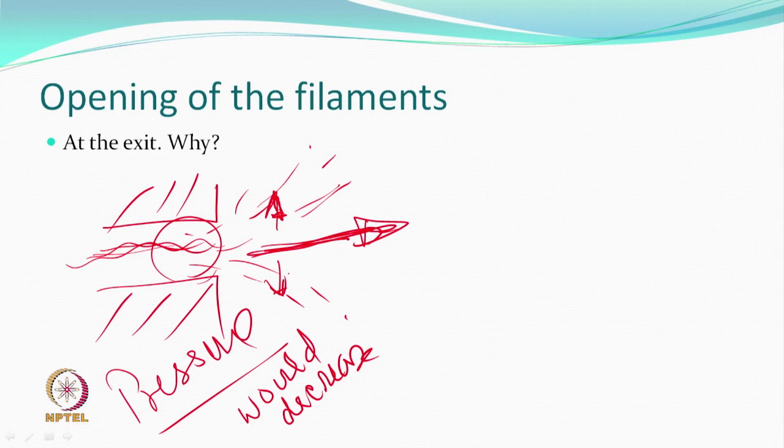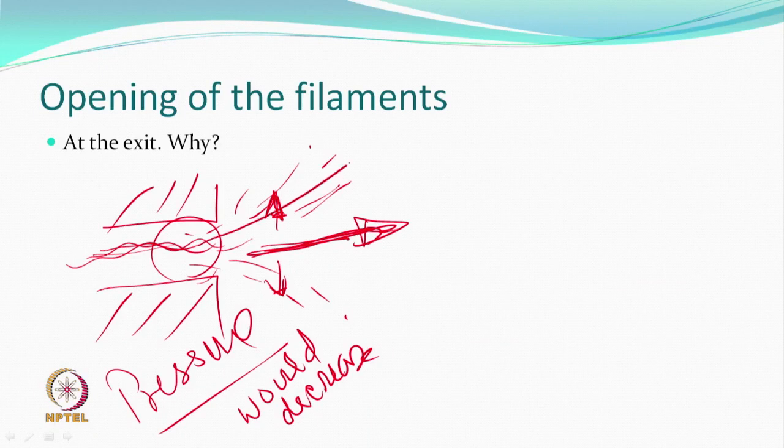Now, if this type of force is available, then there is a reason for us to believe that the filaments can open. One filament can go like this, the other filament can go like that, the other filament can go based on the resultant force that they experience at the exit. So, exit. Why could it happen?